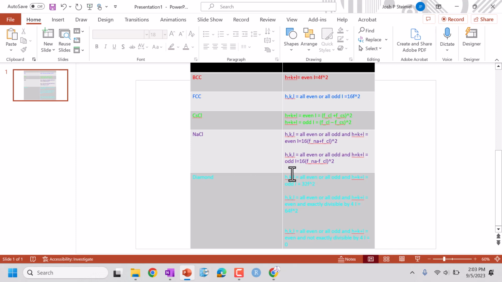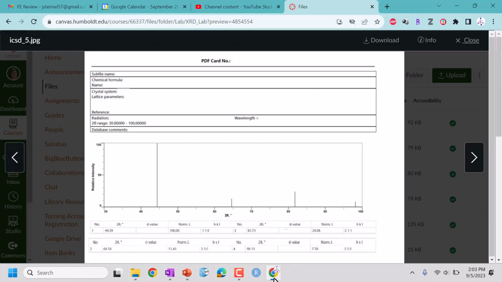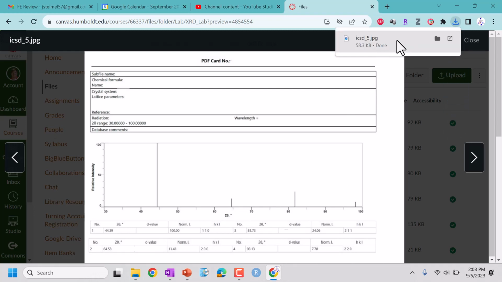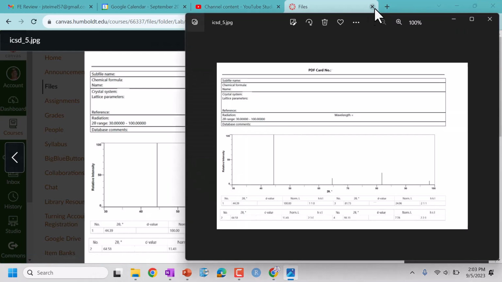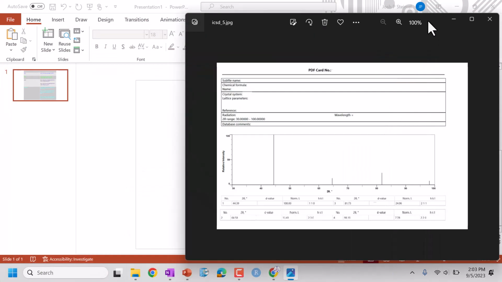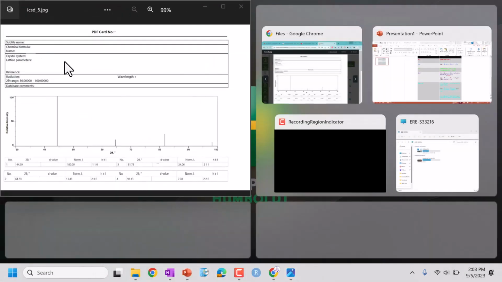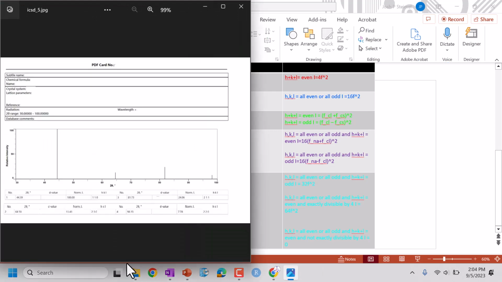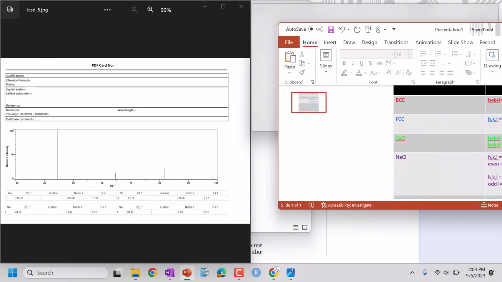So when we're trying to figure out what structure that ICSD JPEG could be, well, let's start and compare. I'm going to download it here, and let's do a little side-by-side. This is what I would do if I were approaching this lab myself. So I'm going to put this down. We're going to do a side-by-side comparison. Hopefully it'll be wide enough to read carefully.